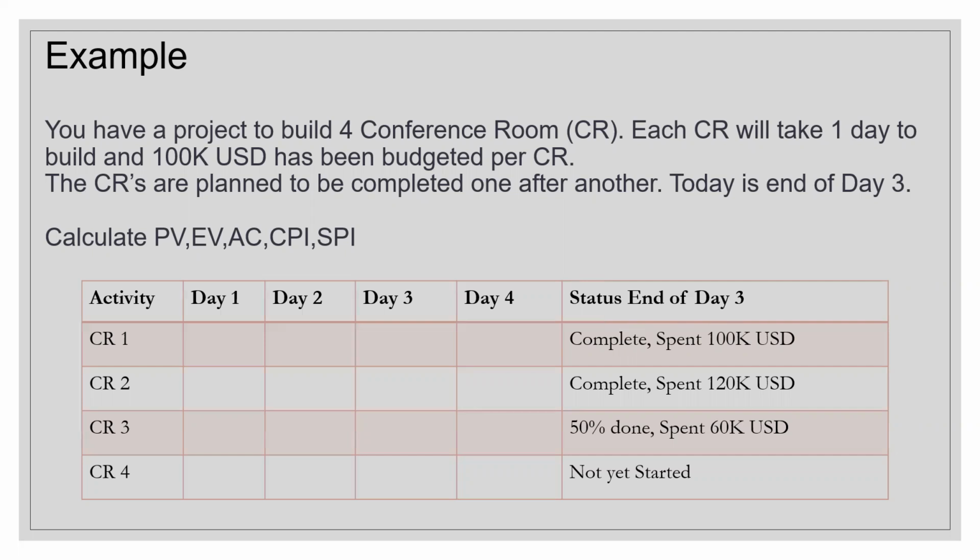Conference room 2 completed, spent 120k, a little bit more than what was planned, right? And conference room 3 is 50% done, which is not good, because conference room 3 should have been completed by the end of day 3, right? And spent 60k. So it has also spent a little bit more; 50% means we should have spent like 50k dollars and not 60k, which is a little bit more than half.